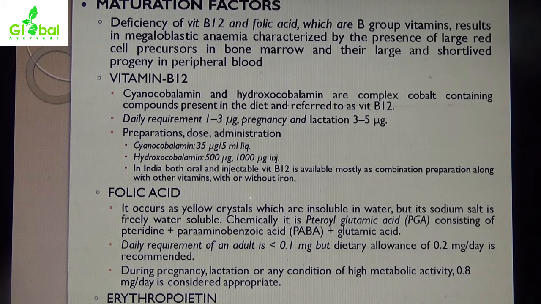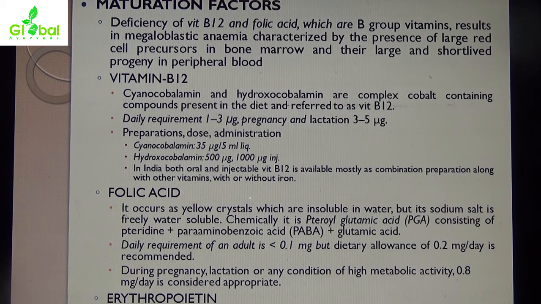Next is folic acid. Folic acid is a yellow crystal which is insoluble in water. Its sodium salt is freely water soluble. Chemically it is pteroyl glutamic acid, that is PGA, consisting of pteridine and para-aminobenzoic acid PABA plus glutamic acid. Its daily requirement is less than 0.1 milligram, but a dietary allowance of 0.2 milligram per day is recommended. During pregnancy and lactation or any condition of high metabolic activity, 0.8 milligram per day is advised.